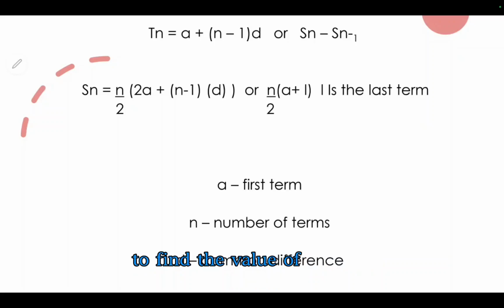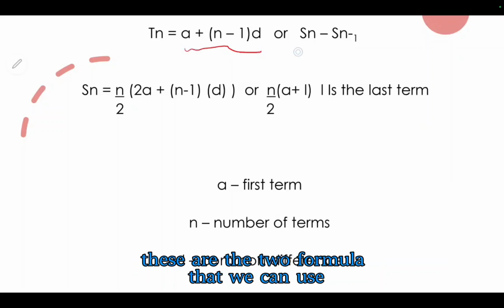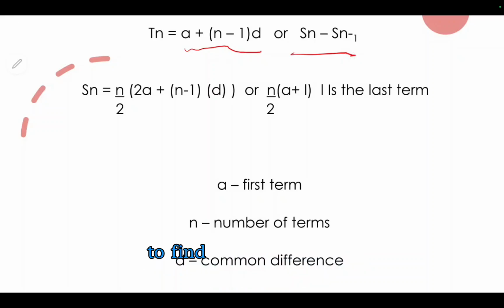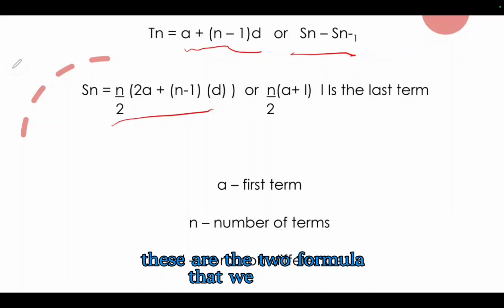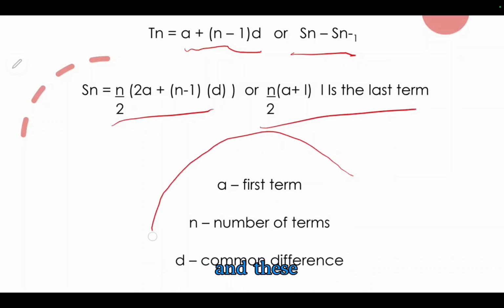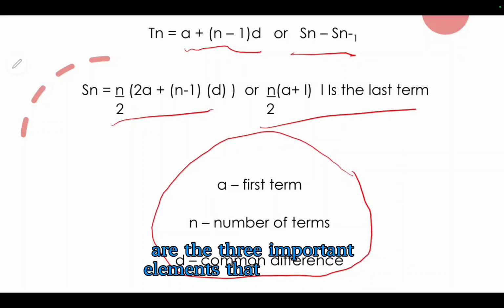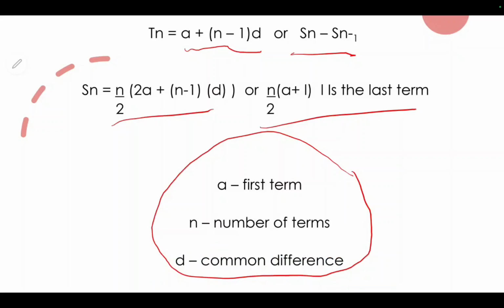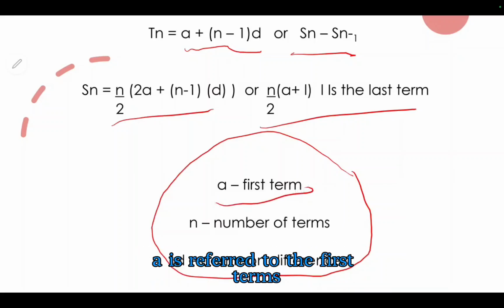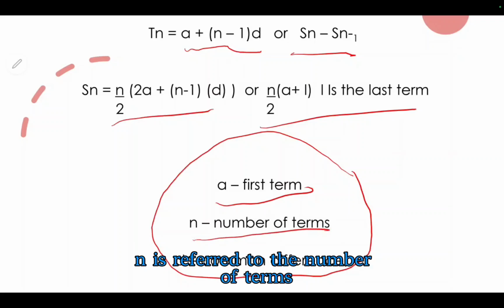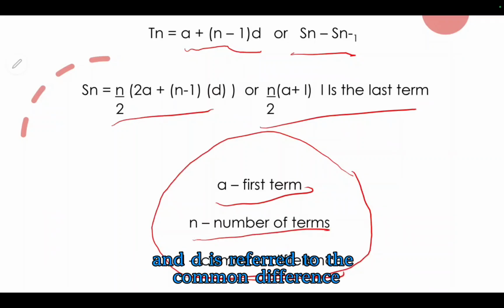To find the value of n terms of an arithmetic sequence, these are the two formulas that we can use. To find the sum of the n terms of an arithmetic sequence, these are the two formulas that we can use. And these are the three important elements that we need to find out and define when solving the problems involving arithmetic sequence. A is referred to the first term, N is referred to the number of terms, and D is referred to the common difference.